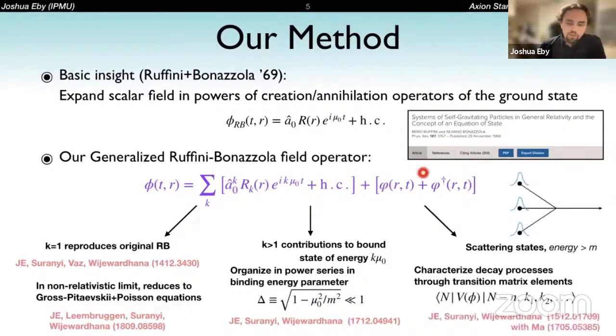And thirdly, we have a contribution here from scattering states in the theory. These are states with energy greater than the mass. And it's very straightforward in this calculation to determine decay processes by just taking transition matrix elements from n cold axions in the star to n minus n cold axions plus some relativistic ones that are emitted. So this is how we take into account decays.